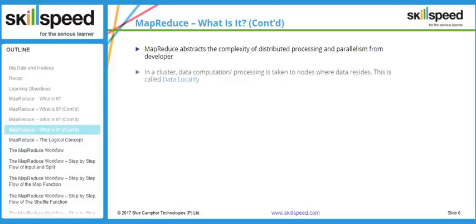So in a cluster, where the computation processing is taken to the nodes where the data resides, that situation is called the data locality principle. So rather than depending on a sequential program execution, MapReduce breaks down the entire analysis into 4 major phases. The first phase is called the input split phase. I'm not going to explain the input split phase here, but we will have a look at it in a detailed manner. The second phase is called the mapping phase.